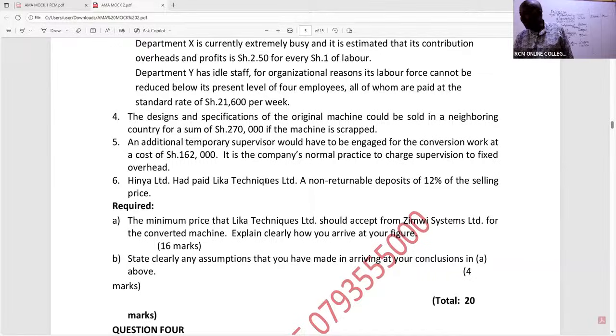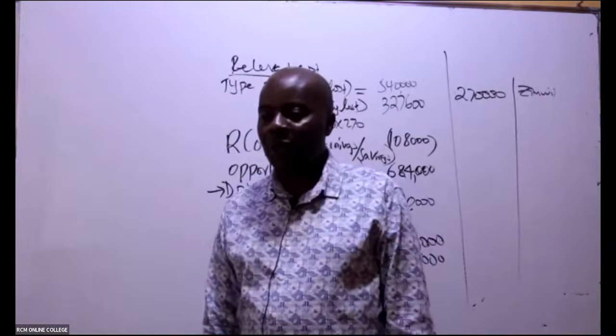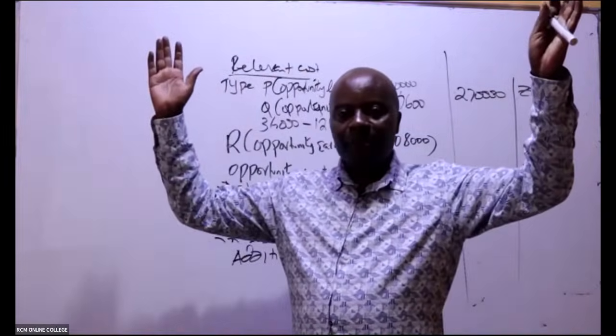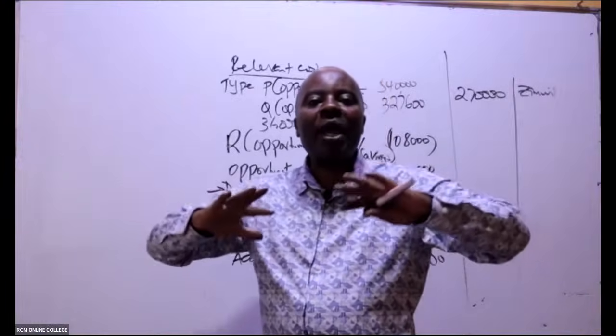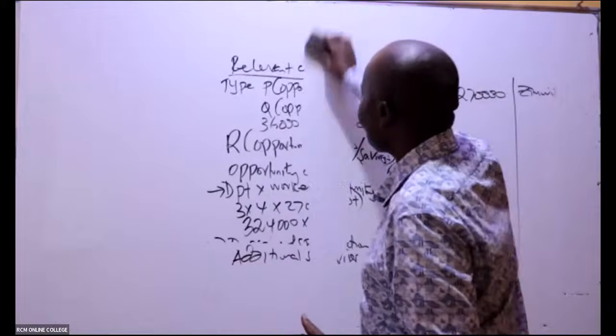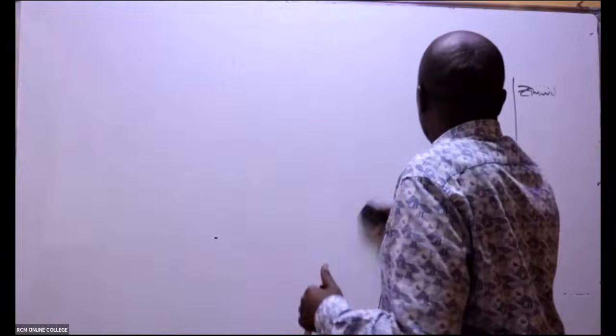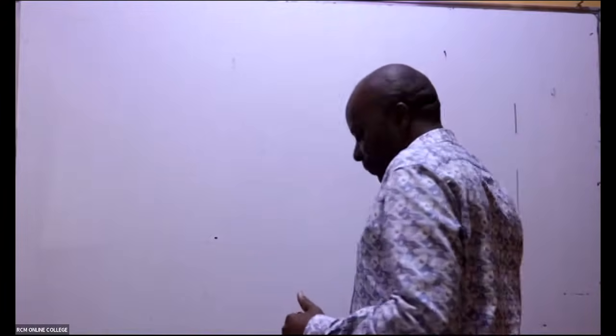Then we go to the very last one. So what do we have there? We are told here, Hinya Limited had paid Link Techniques Limited an unreturnable deposit of 12% of the selling price. So whenever you hear an amount has already been paid, what do you think about? It's a sunk cost. That is irrelevant. So allow Mwalimu to start from the very beginning, and then we get to make an argument.